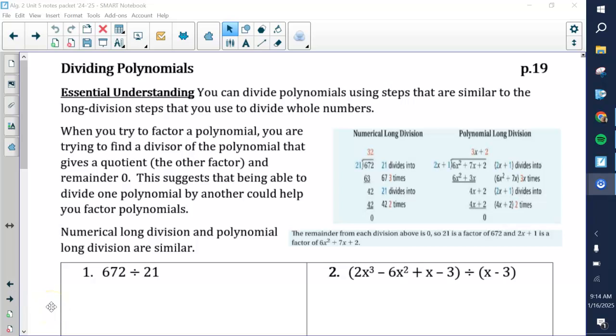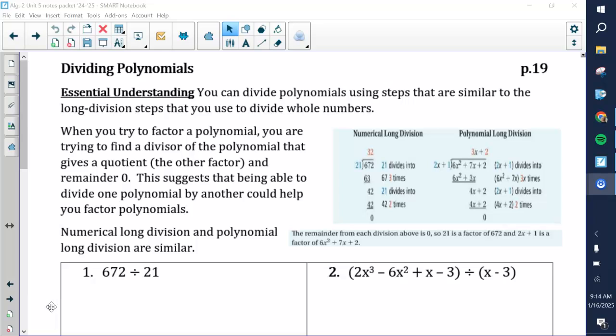Okay, you should have your packet open to page 19. We are going to take a look at dividing polynomials. We have looked at dividing by a monomial. Now we're going to look at what if we are dividing by a binomial or a trinomial.